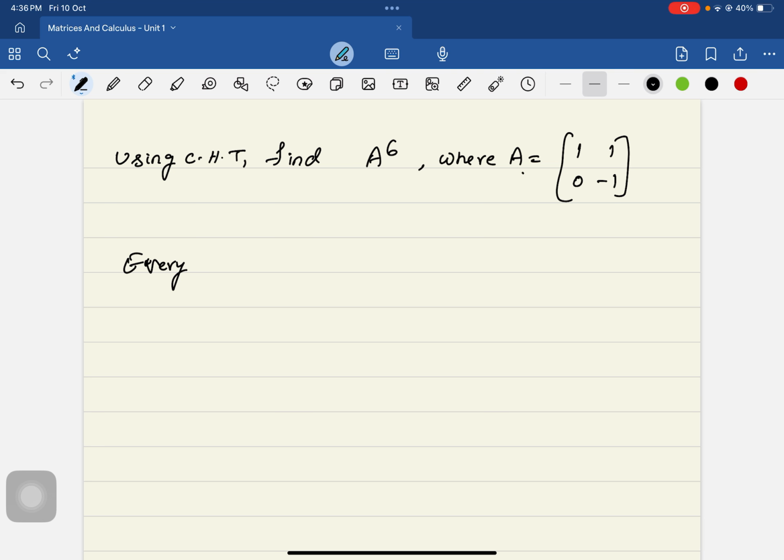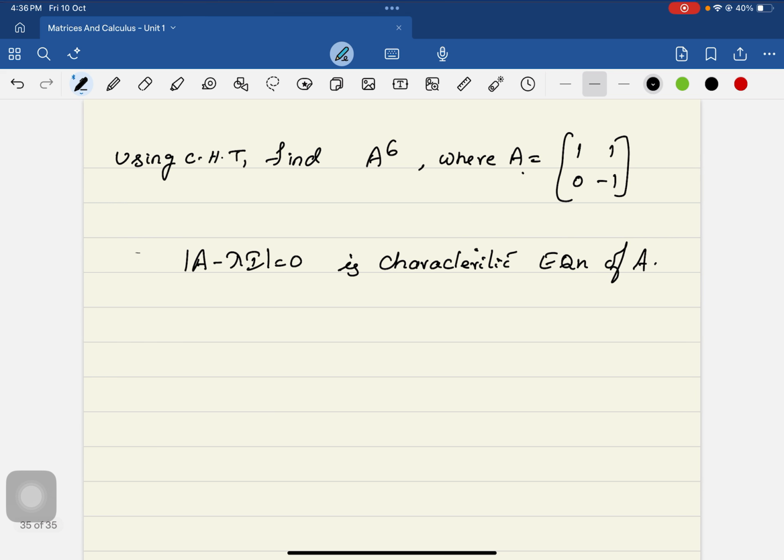Now here you have a square matrix. The square matrix A is [1, 1; 0, -1]. When you talk about the characteristic equation, that is determinant of A minus lambda I equal to 0, the characteristic equation of the given matrix A. So let us now see what that is.